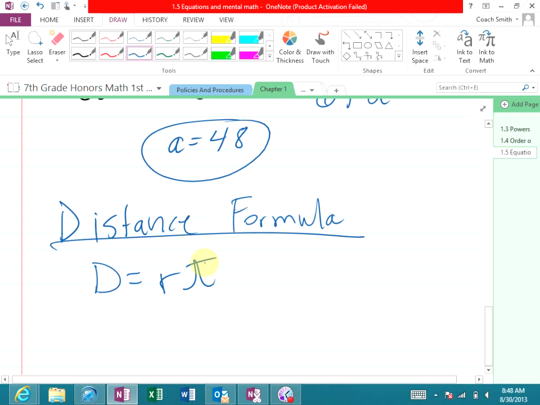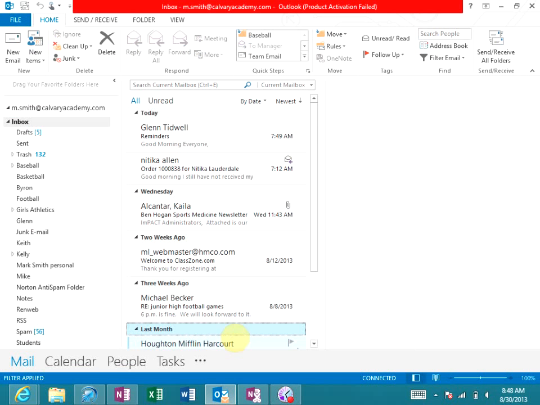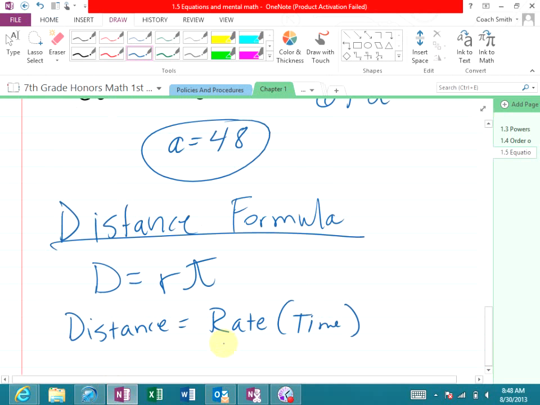Okay? Now, distance D, so here's what our formula is. D is equal to RT. What that means is this. Distance is equal to rate times time. Okay? Rate can also be speed. Okay? So in other words, what they're saying is this.